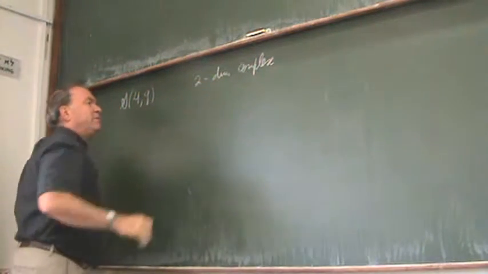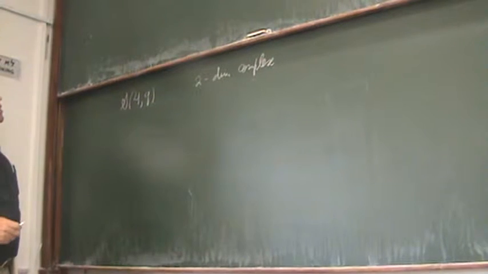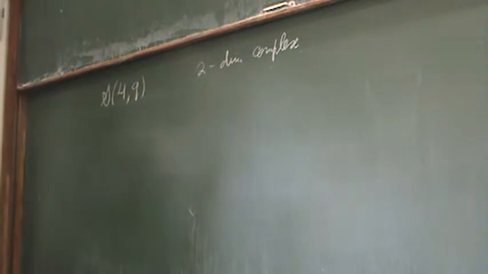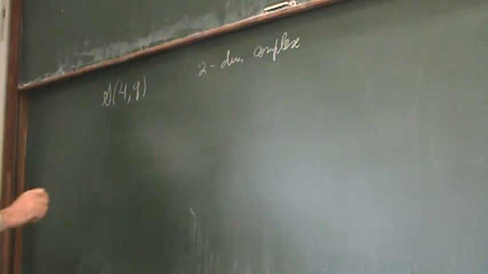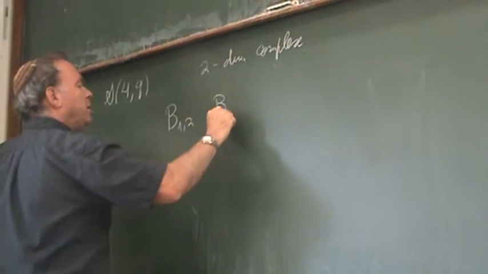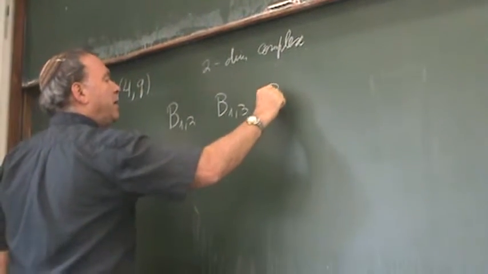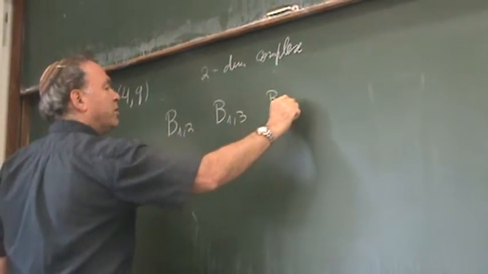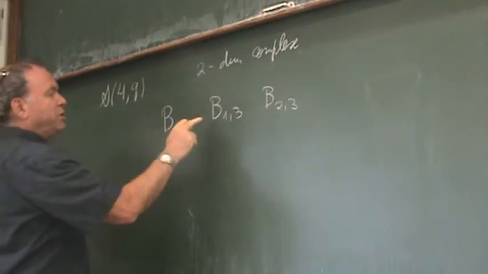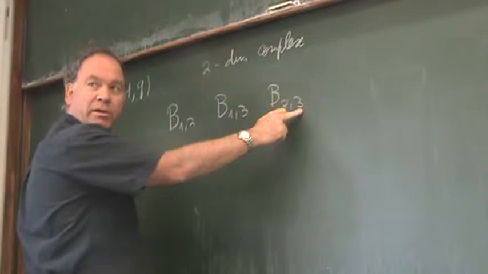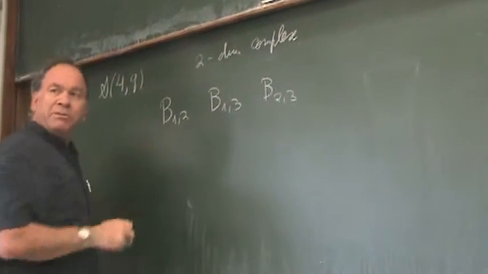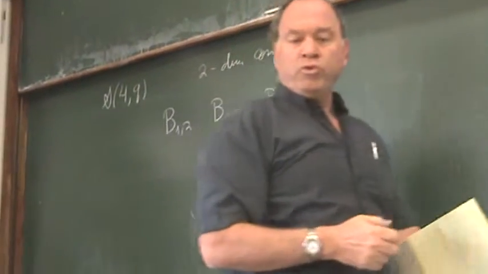right? The maximal chambers are of length 3, and it gives rise to three bipartite graphs: B12, B13, and B23. So this is 1 against 2, this is 2 against 3, which means the subspaces of dimension 1 against the subspaces of dimension 2.